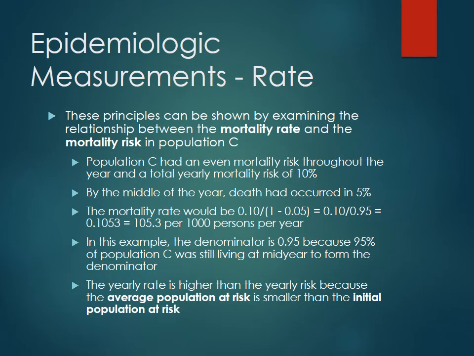So by the middle of the year, if we knew they had 10% risk, what percentage of those patients had already died? Yeah, it should be half of that 10%, right? So 5% of them had already succumbed.